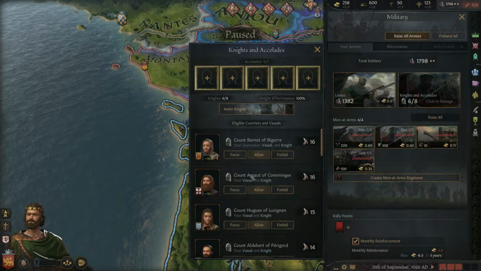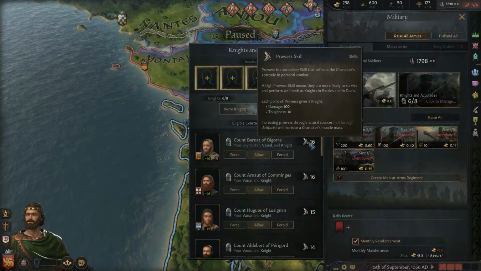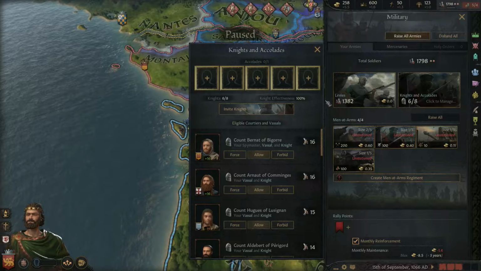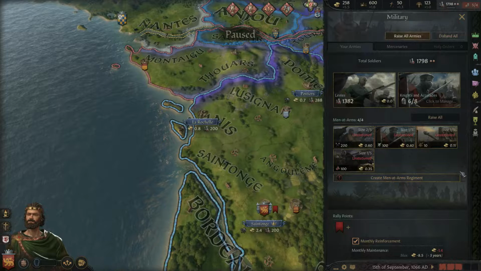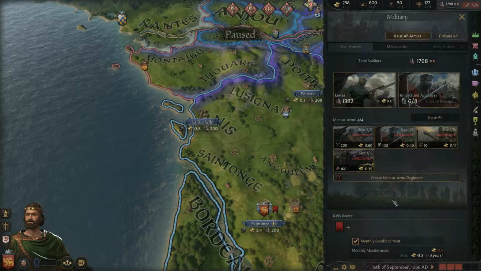For example, my spymaster, my vassals, my family, all who have a prowess, which is how good they are at fighting, how effective they are in battles, can all fight for me and make a part of my army. Now here we have our men-at-arms. These are your professional soldiers, and will be the best soldiers you'll have in your army.